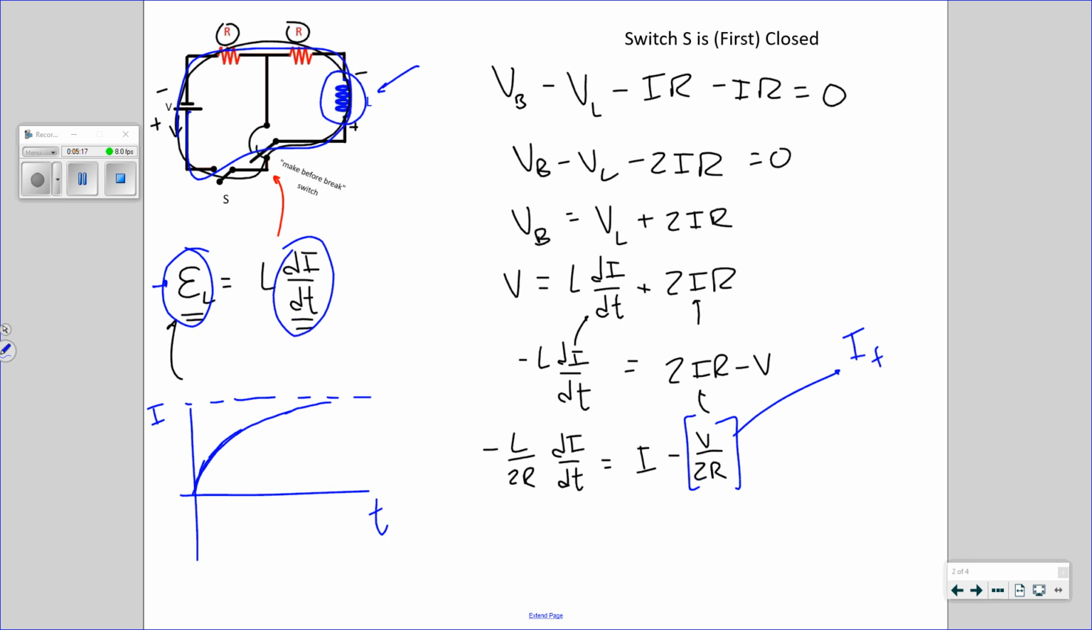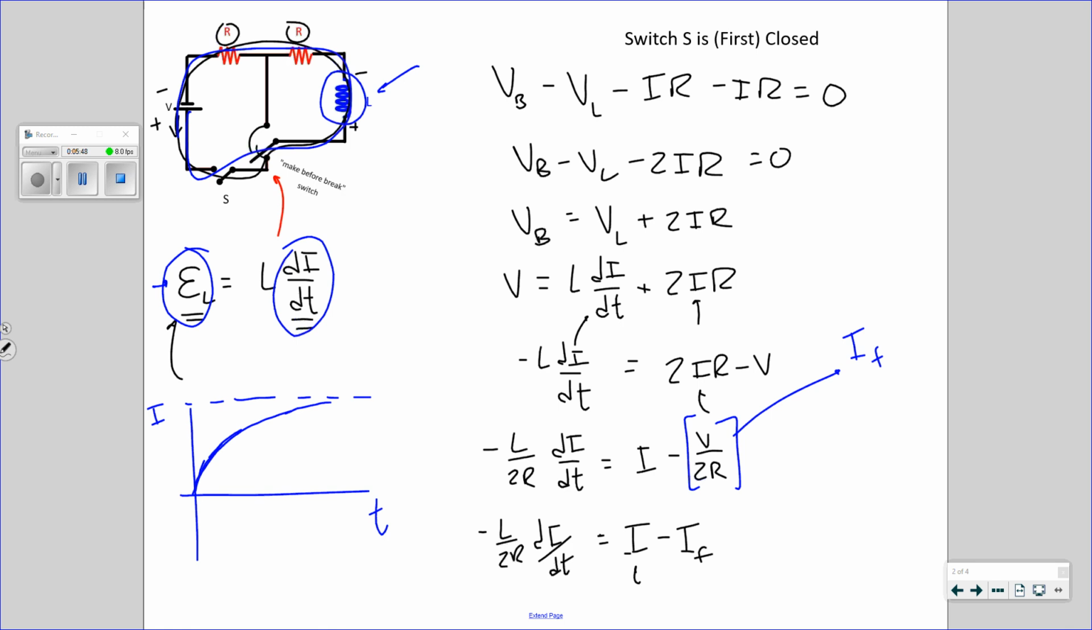All right, so from a notation standpoint, it can be simpler. L over 2R di/dt equals I minus I final. It just kind of cleans up the notation a little bit. Okay, now we've got I that varies. We've got di over here on the left side. We've got to get all the I stuff on the same side.